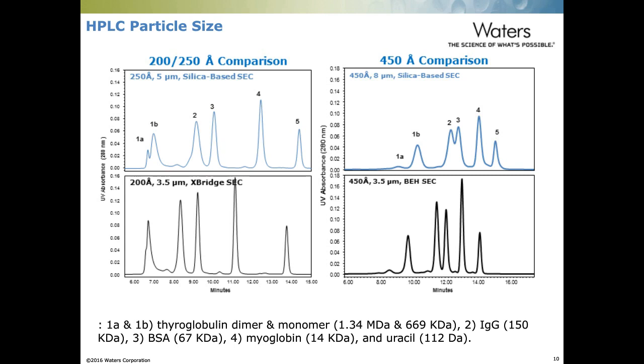In a more extreme example, if we look on the right, for 450 angstrom columns on the top, we have an 8-micron silica-based separation. On the bottom, we have a 3.5-micron BEH-SEC separation, and you can significantly see the improvement in resolution as we change to smaller and smaller particle size.